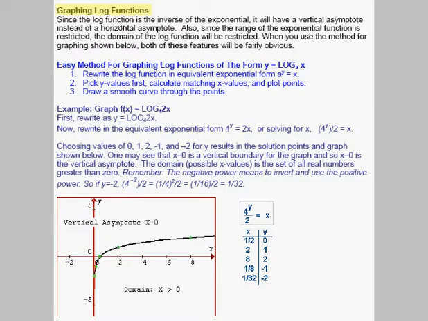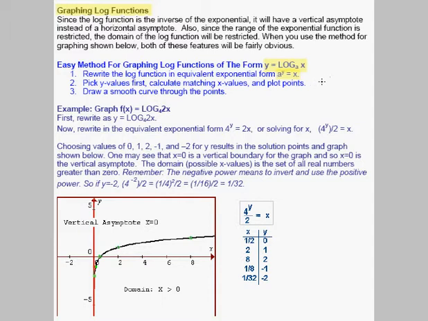Now we're going to take a look at graphing log functions. You're probably thinking, wow, how do I graph log functions? Well, the easy way to graph a log function of the form y equals log base a of x is simply to rewrite it in equivalent exponential form. If a is the base and y is opposite the log, then the exponential form is a to the y equals x. Then what you do is pick the y values first and calculate the matching x values. And then you plot your points and draw a smooth curve through.